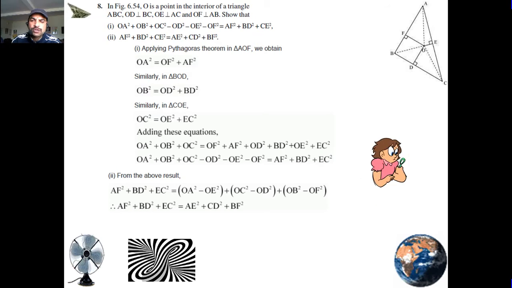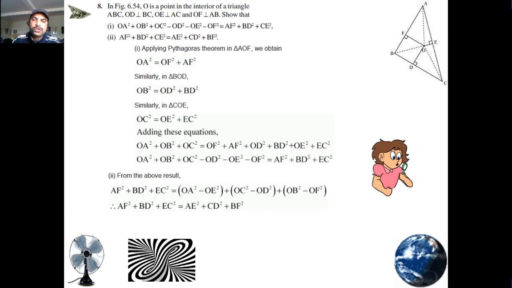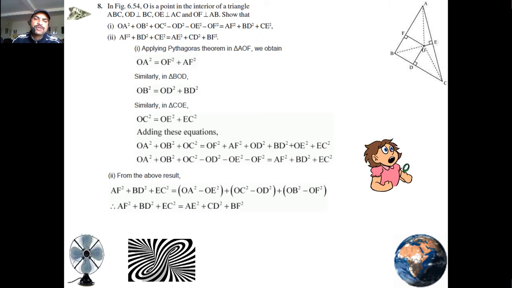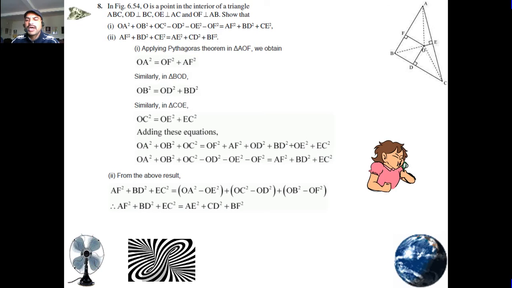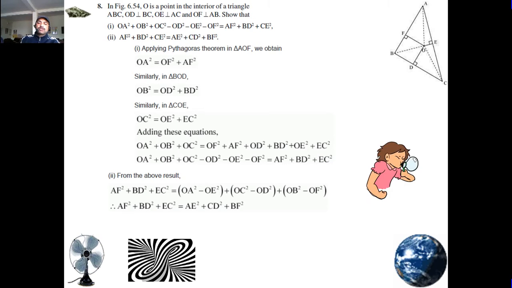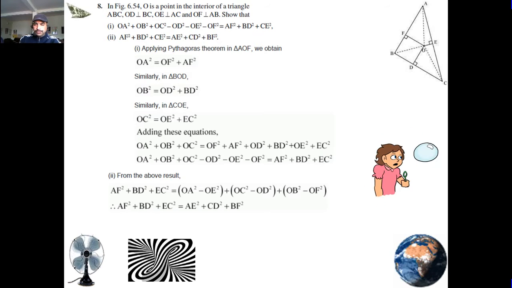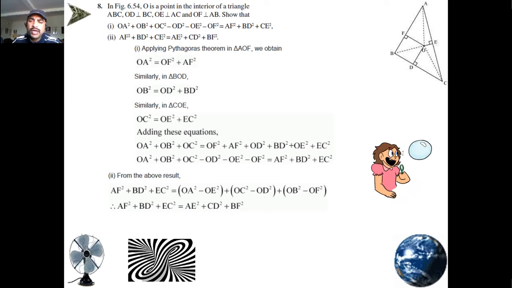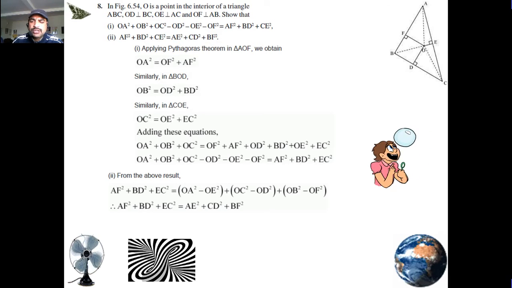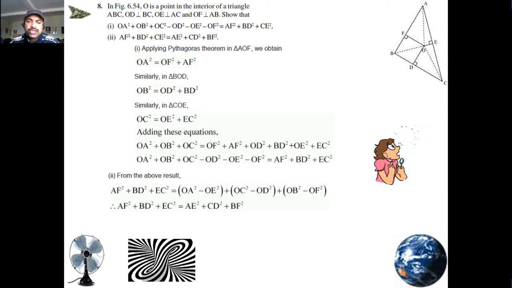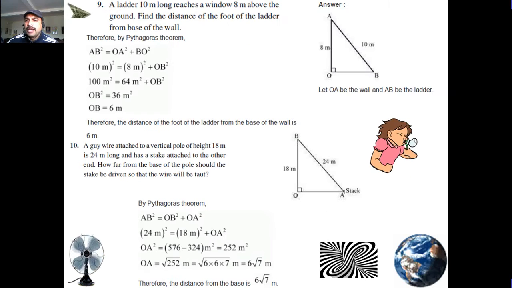OA square plus OB square plus OC square minus OD square minus OE square minus OF square is equal to AF square plus BD square plus EC square. And from the above result, AF square plus BD square plus EC square is equal to (OA square minus OE square) plus (OC square minus OD square) plus (OB square minus OF square). AF square plus BD square plus EC square is equal to AE square plus CD square plus BF square.